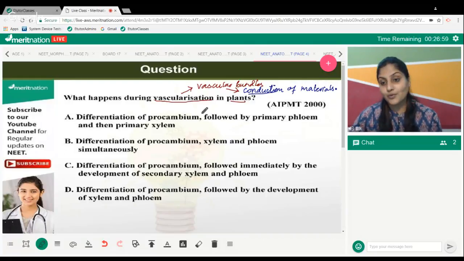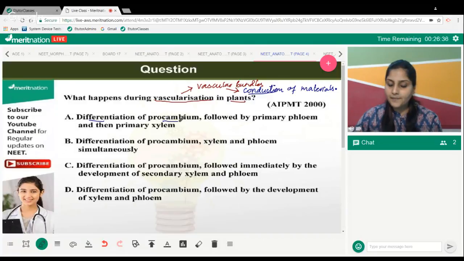So what happens during vascularization? Now you know that we call that particular meristem cambium, procambium for that matter, which is responsible for forming xylem and phloem. Let's read the options one by one and find out which option matches the right theory. The first option says differentiation of procambium, followed by primary phloem and then primary xylem. Now here is something wrong. Phloem doesn't precede the formation of xylem. Xylem formation has to happen first, before the phloem. So this option is wrong.